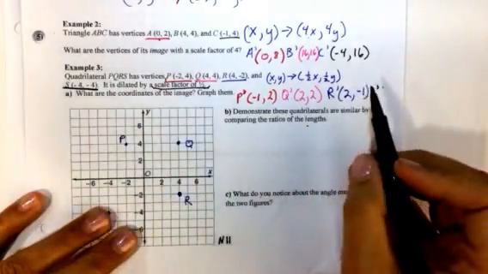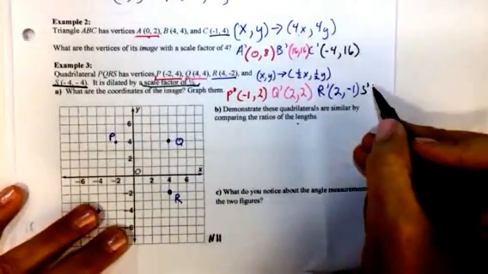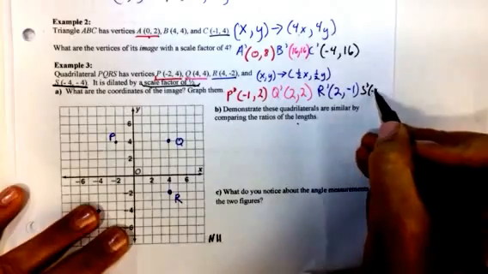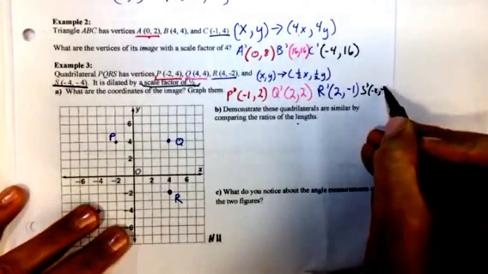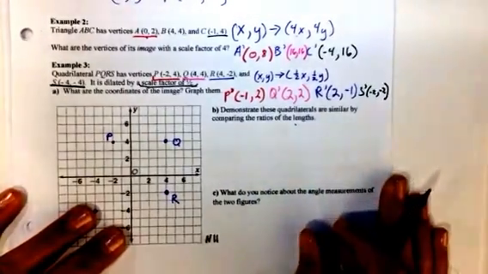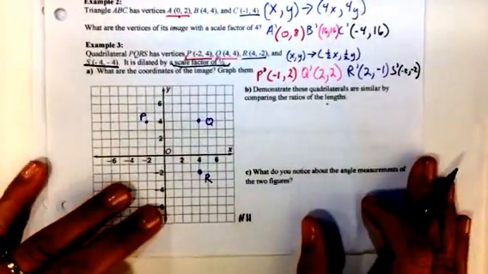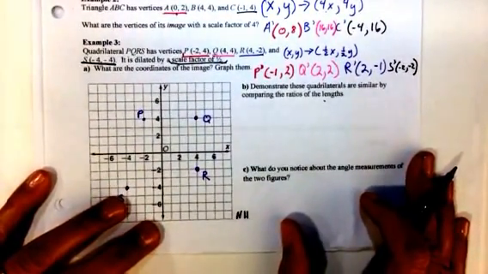-4, -4. So half of -4 is -2, and half of -4 again is -2. Yep. And now we can plot those points and we can draw our pre-image and our image.